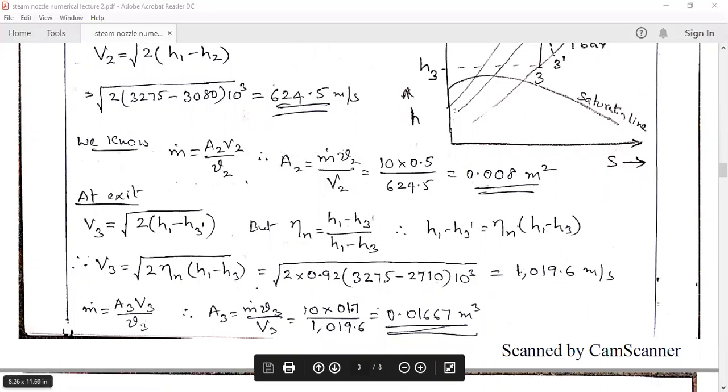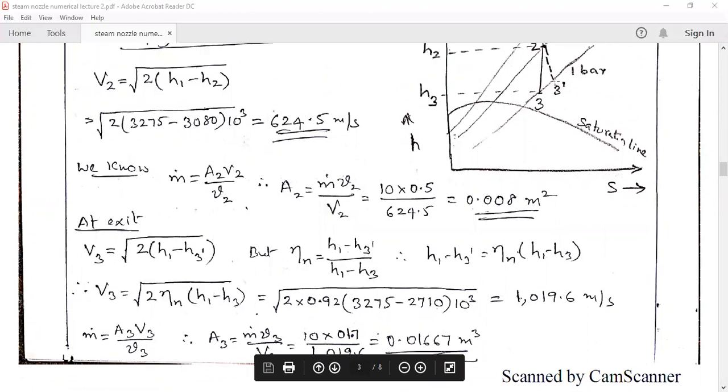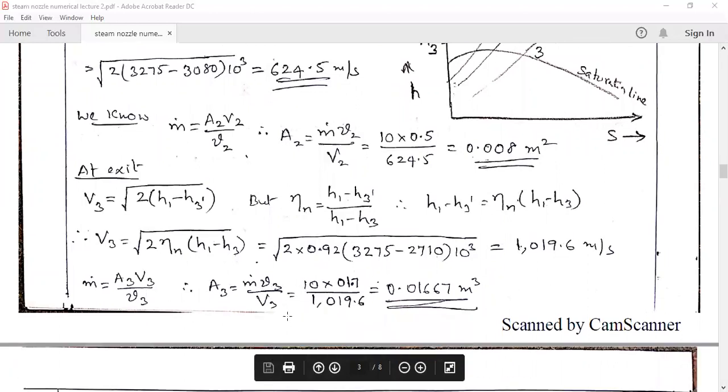Then substitute in the mass flow rate equation again to get the area. V3 will be from the specific volume at point 3 dash. It should actually be V3 dash. So get the value of the area at the exit.